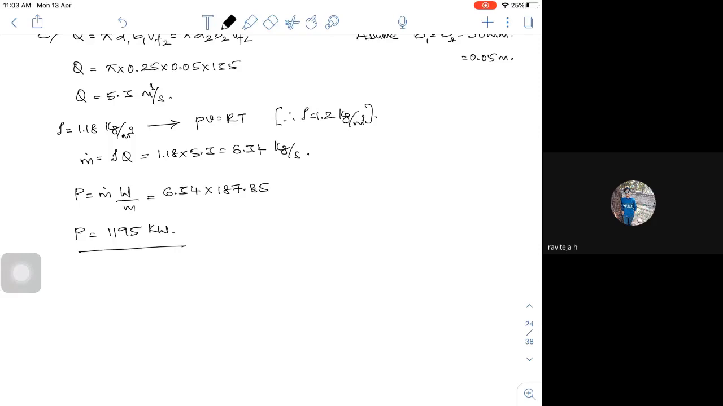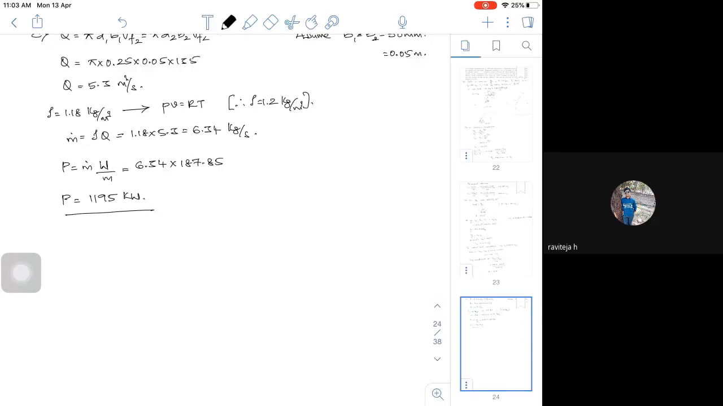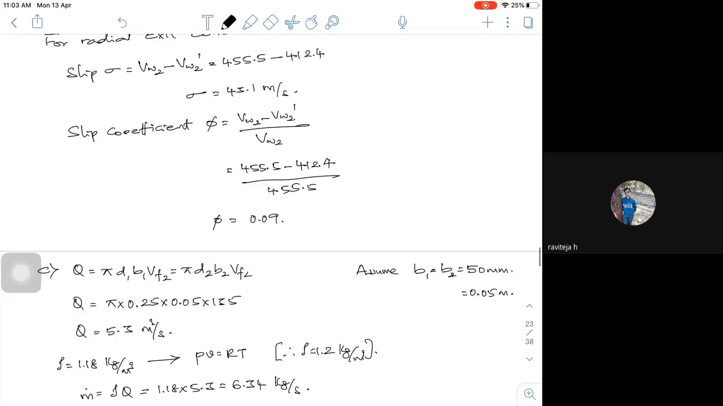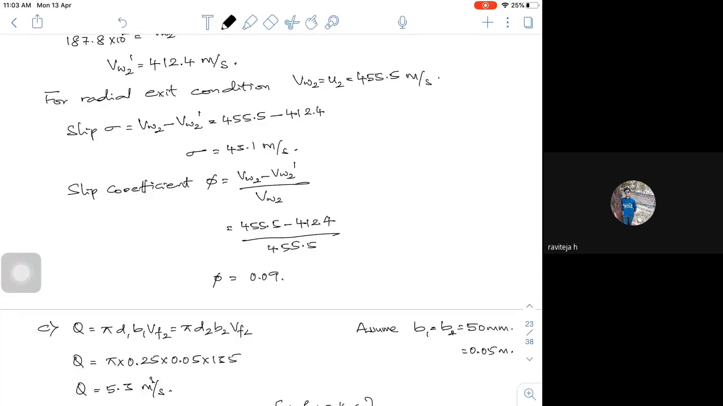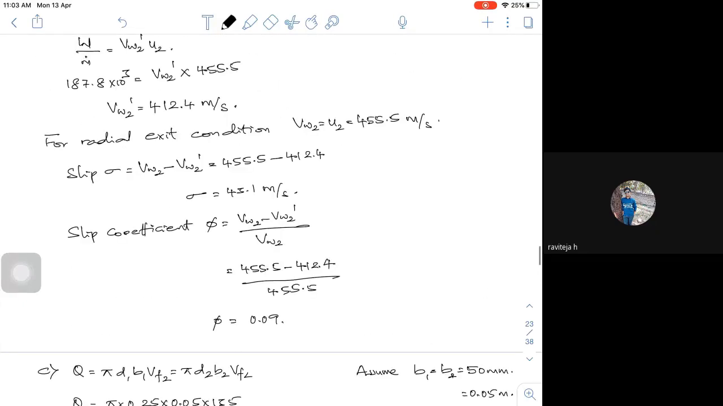So here, the only difference from the previous two problems we looked at was the calculation of your slip, where my actual VW2 dash is much smaller than your corresponding theoretical VW2.